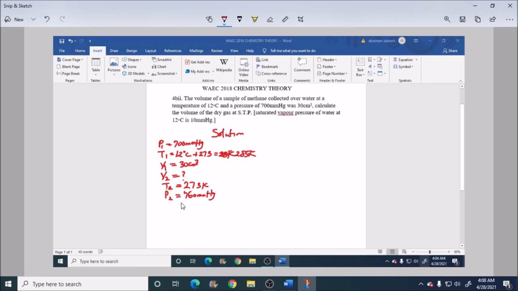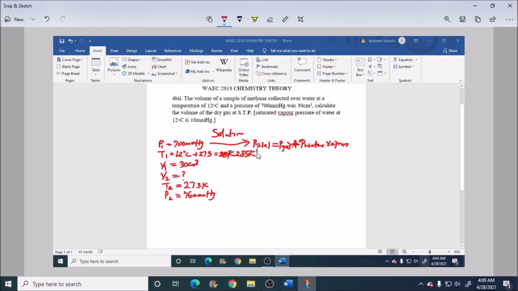Then don't forget that our pressure 1, they said it is collected over water vapor. Then it means it's not actually 700 millimeter mercury. Then we are going to subtract from our P total. That is what we have from the law of partial pressure. That is P total is equal to P gas plus P water vapor.